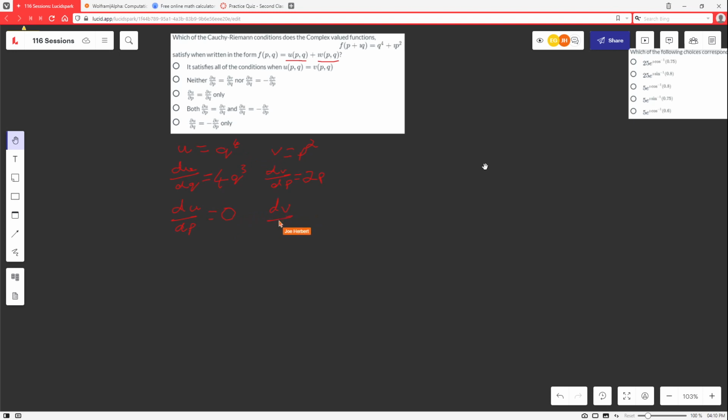And dv by dq. Differentiate v with respect to q. Same here, p squared is just a constant because we're doing partial differentiation with respect to q. So we just lose it. There's no q's, so we just got 0. So we can see here that 4q cubed is not the same as 2p. We don't know what they are, so it's possible they could be the same in a certain situation, but they're not always the same.